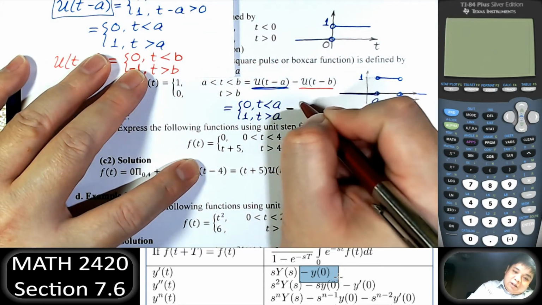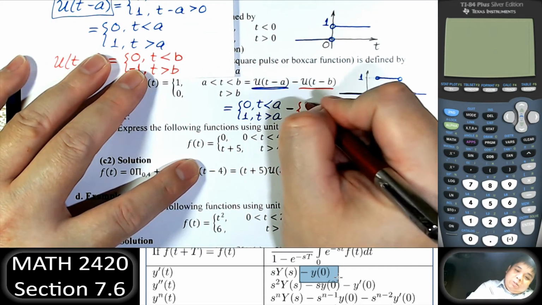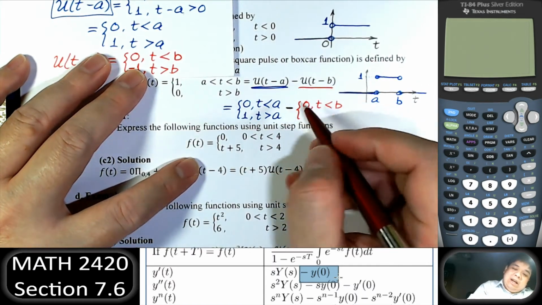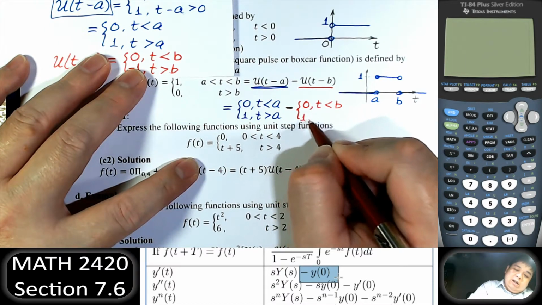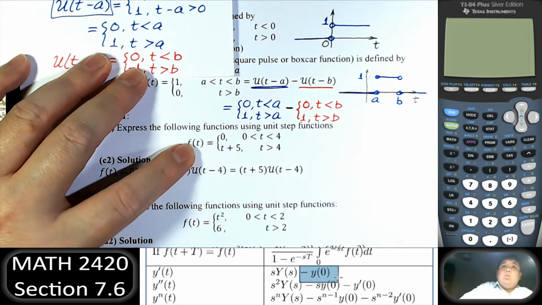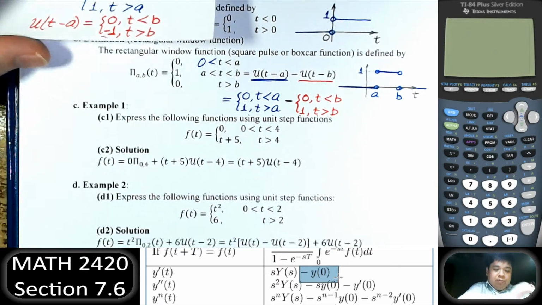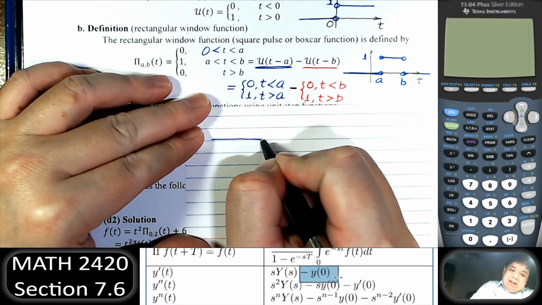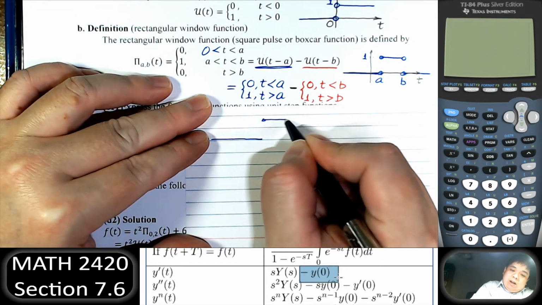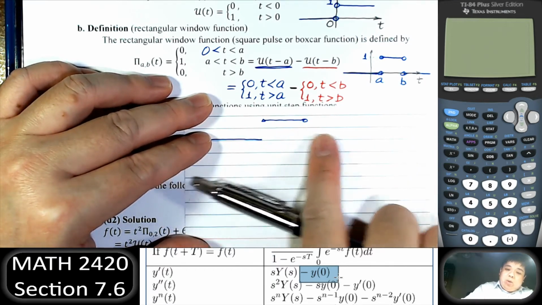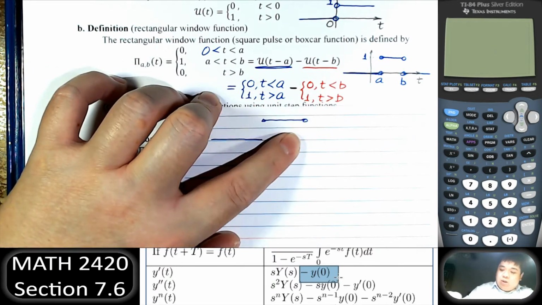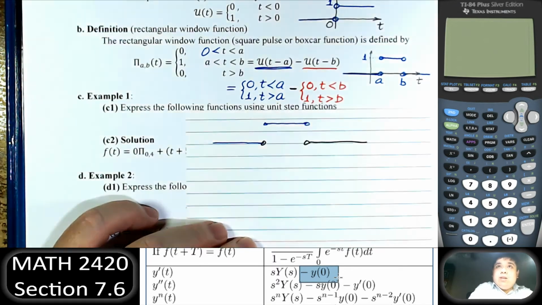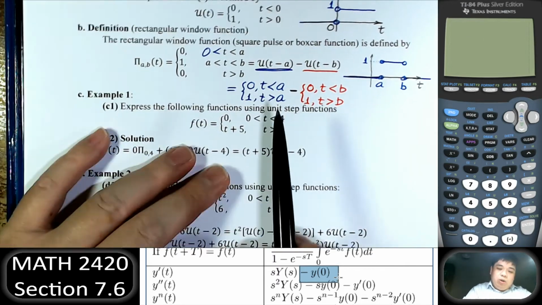Now we have this function. It will be equal to 0 if t is less than B, and it will be equal to 1 if t is greater than B. So what it does is, originally it goes from 0 if less than A. And then from A to B, it will go to 1. And then when it's greater than B, we have 1 minus 1. So that's why we go back to 0. Right? That's how we write the window function.